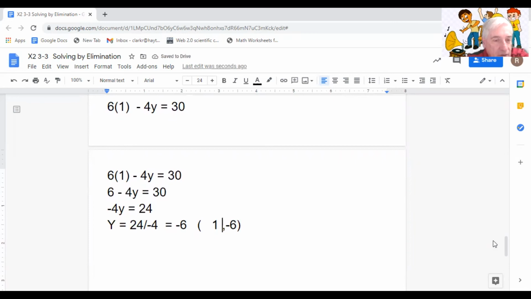Now I'm done. Where do they cross? They cross at 1, minus 6. If you had this problem and you were graphing it, like we did the other day, they would cross at 1, minus 6. What did I do? I lined them up, I added down, and I tried to eliminate either the x or the y.